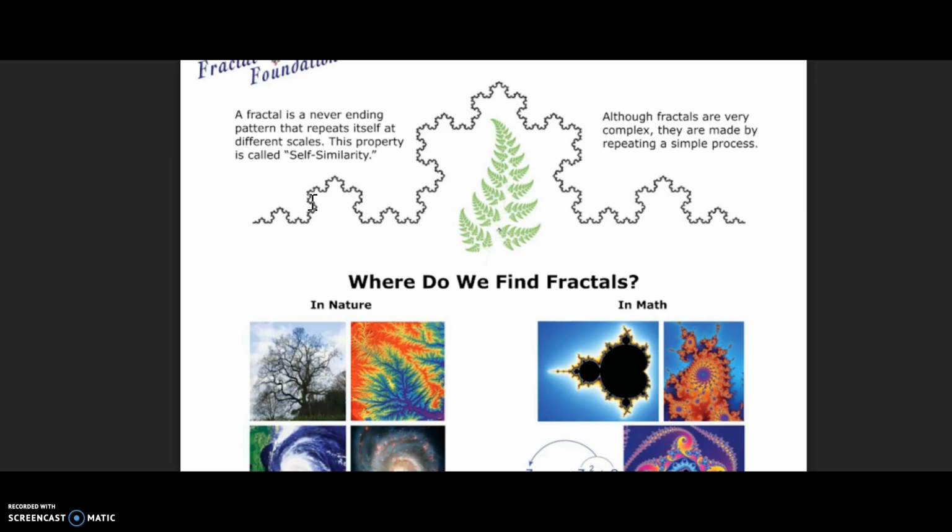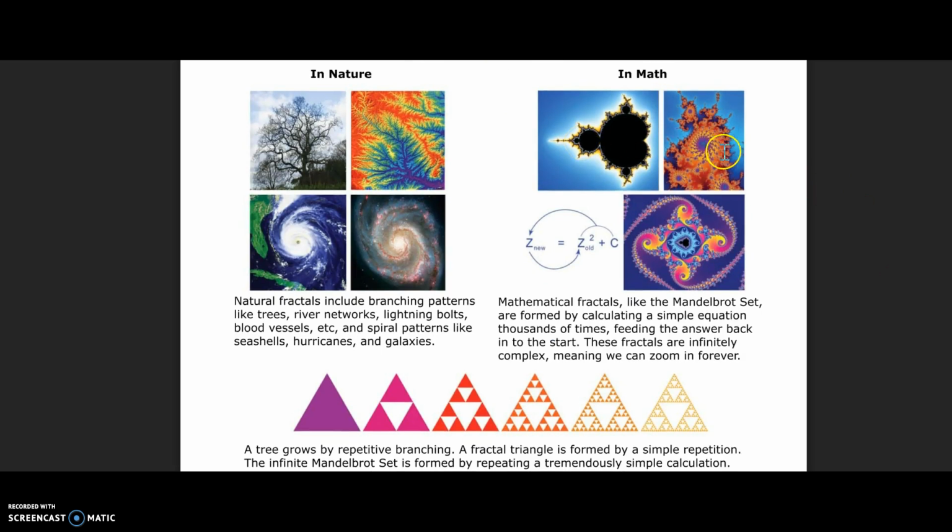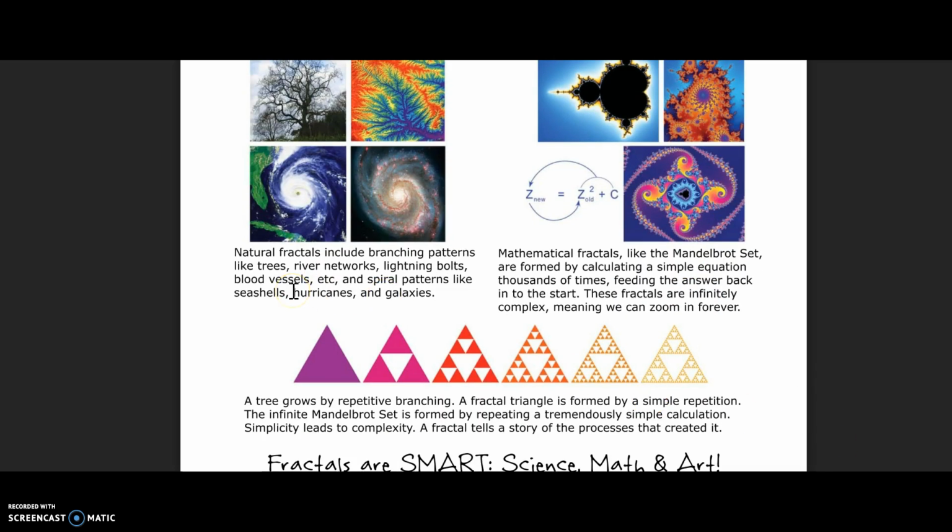So here is a fractal fact sheet. It has some of the images that we saw before, but here it shows nature. Here are some of our fractals here. If I can slide down. Here as well, and in math. Probably didn't think of that, right? And it goes into explaining examples. So natural fractals include branching patterns like trees, rivers, lightning bolts, blood vessels, and spiral patterns like seashells, hurricanes, and galaxies. So that really covers a wide variety of places where you would find fractals.